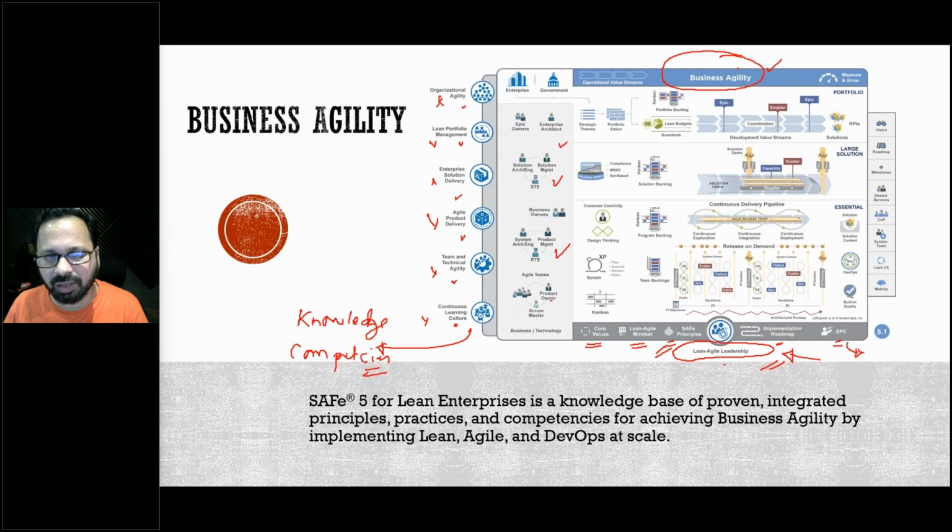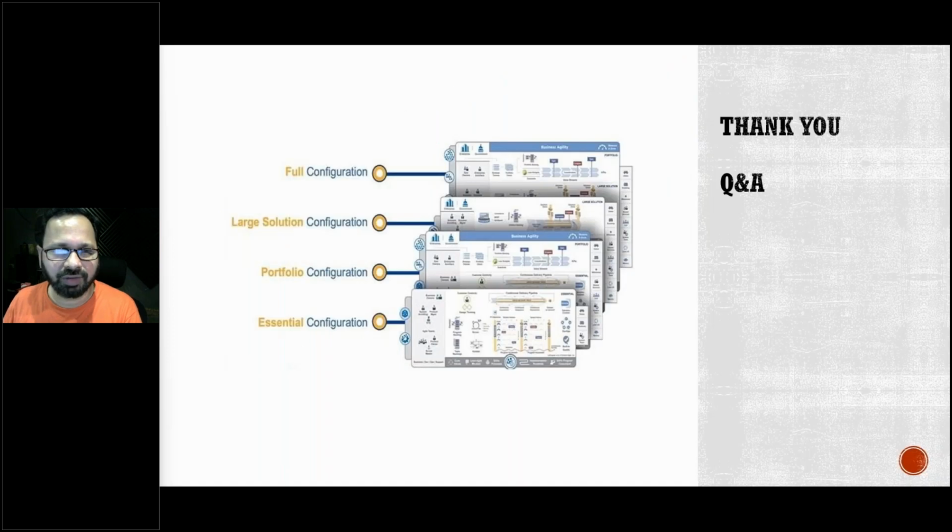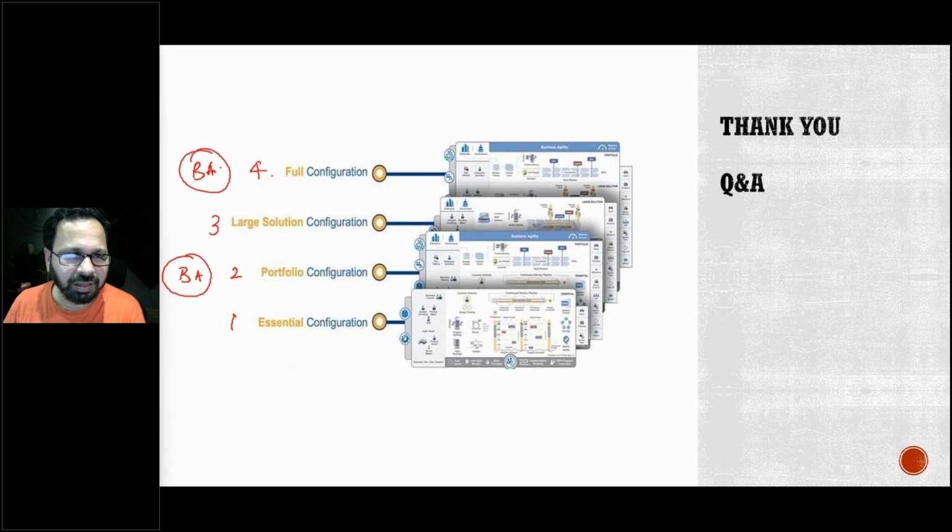All these icons are clickable, and you can enrich your knowledge on the four configurations of SAFe, which are Essential SAFe, which is the basic configuration, Portfolio SAFe, Large Solution SAFe, and Full SAFe. These are the configurations where you can scale agile methodology for development. Definitely, in the other configurations you can scale agile methodology too, but with the competencies you build, you will not be able to achieve business agility in number 1 and number 3, but in number 2 and number 4 you can achieve business agility.